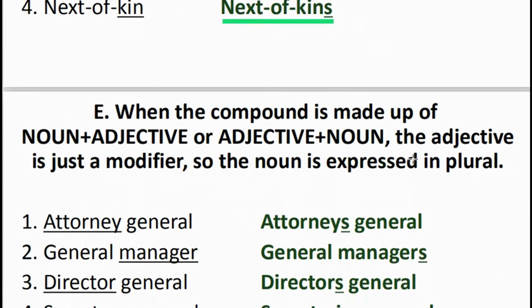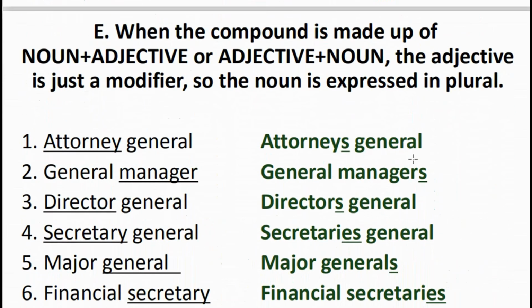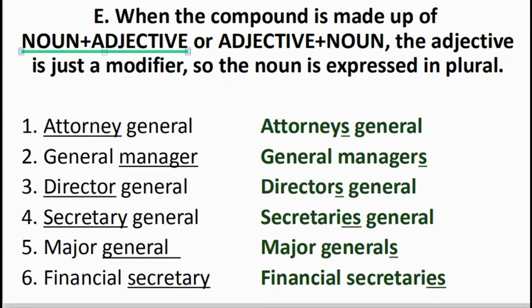The next rule says when the compound is made up of a noun and an adjective, that is noun plus adjective, or an adjective plus a noun, the adjective is just a modifier, so the noun takes the plural marker. The noun is expressed in plural. So whenever you have a noun and an adjective, the noun will always take the plural marker. For example, attorney general becomes attorneys general. Attorney is the noun, general is the adjective. So the noun takes the plural marker.